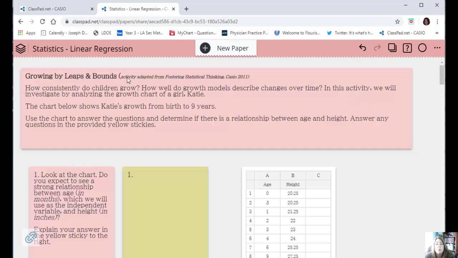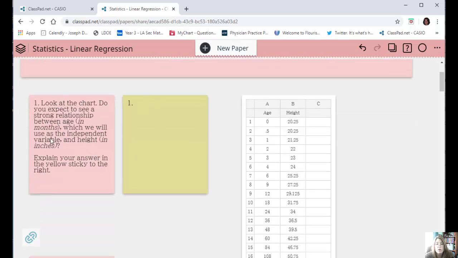This activity is one that I've adapted from the Fostering Statistical Thinking resource book, available currently on the Casio Cares website, free resources for math teachers. I've just taken the activity and adapted it to fit this model. It's basically comparing the growth of a person, Katie, a girl, from her birth to 9 years old. We start with just a table of values, and you'll see her age, in months, described over here as the independent variable, and then height as the dependent variable, in inches.